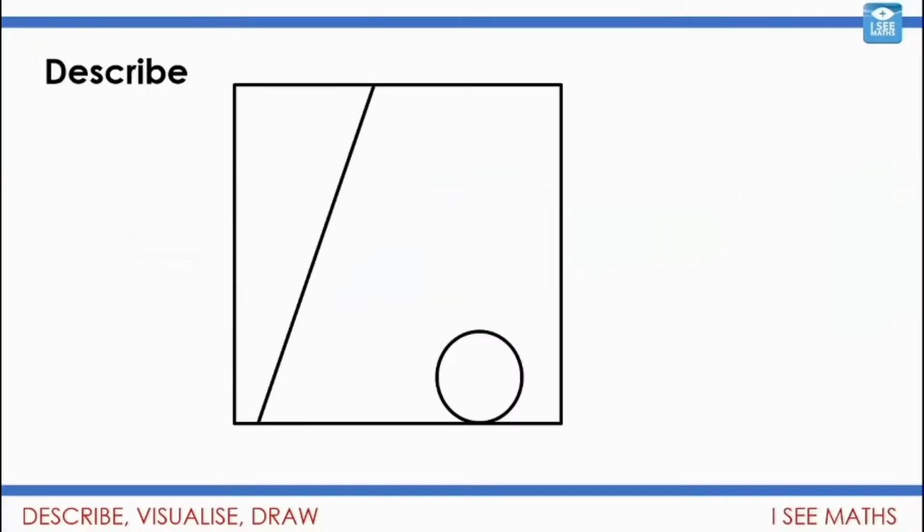So, what we're going to do is have a go at describing different shapes, where one person describes an image and the other person has to draw it. So you have to visualize what's being described and see how accurately you can draw the shape that's being described.